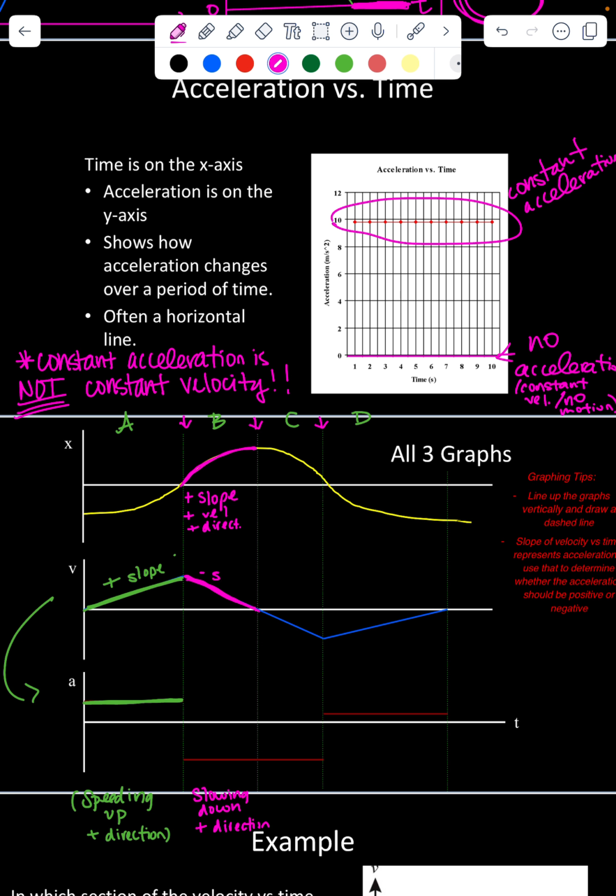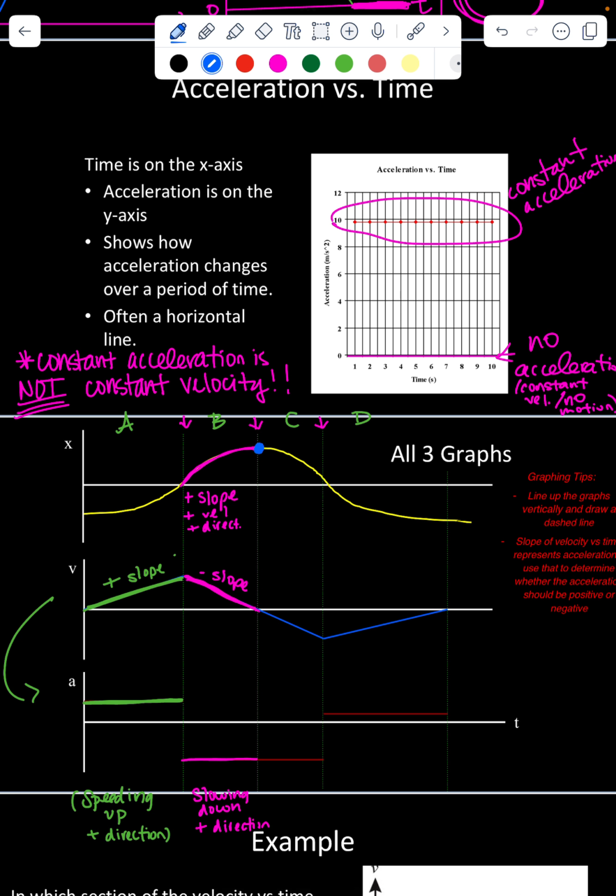All right, so I have a negative slope, which means I have a negative acceleration. So it is a constant negative acceleration. All right, let's go to that third section, that segment C. What do you notice?